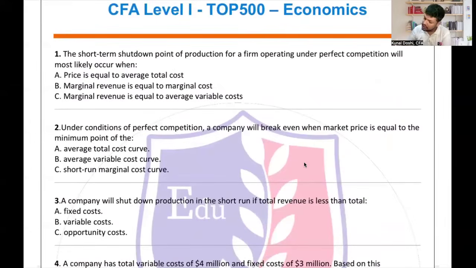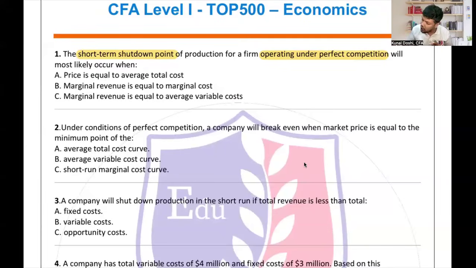Let's start with that. The short-term shutdown point of production for a firm operating under perfect competition will most likely occur. See, understand one thing, that if your price is below the variable cost, if you can't even recover the variable cost, there's no point of continuing the business either in the short or even in the long run. If the price is above the variable cost, you will wait and watch, continue the business for short run, not in the long run. Why? Because your break even is at ATC, average total cost.